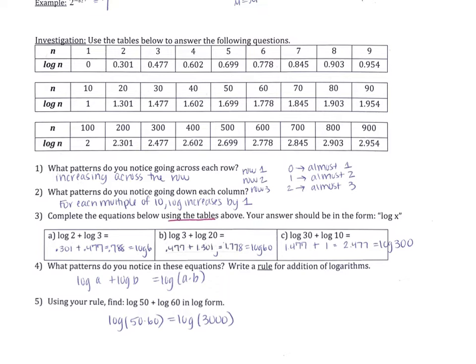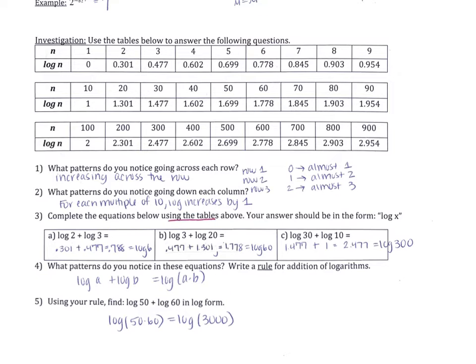So number 1, what patterns do you notice going across each row? So row 1, we're starting at 0 and we're almost reaching 1. Next row, we're starting at 1, we're almost reaching 2. And lastly, we're starting with 2 and almost reaching 3. Okay, so we're just increasing across the row.